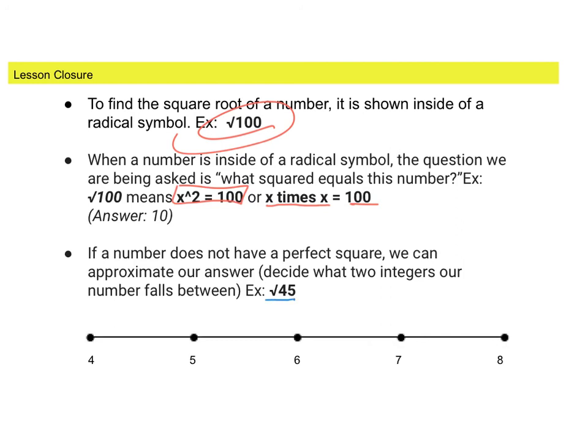So, for example, I have square root of 45 here. Well, I know that 6 equals the square root of 36. 7 equals the square root of 49. So this square root of 45 is going to fall in between, and it's going to be closer to this number 7, because 49 is closer to 45 than 36. So it's going to be right around here. Okay? And it'll be a decimal, but we're not finding that decimal just yet. We're just estimating where it's going to be at today. So that is our lesson closure. We're going to move into our exit ticket now.